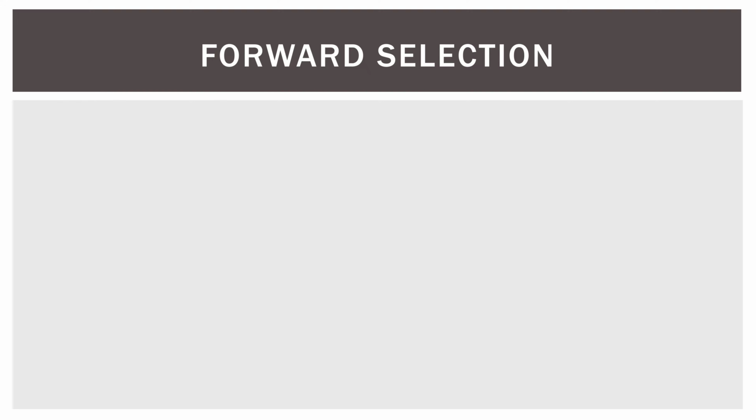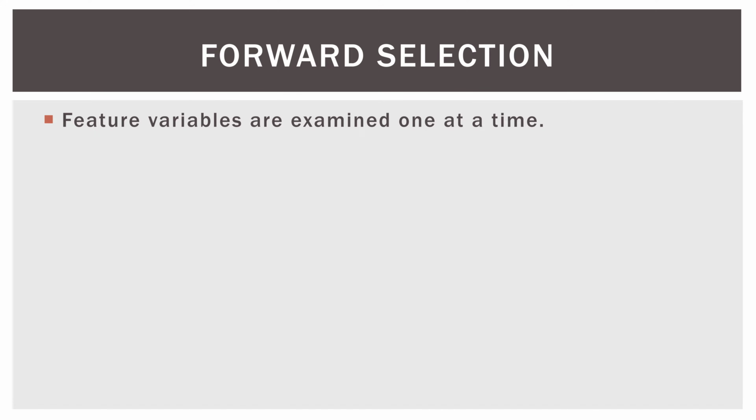So this video is about forward selection. Let's focus on that. In forward selection, feature variables are examined one at a time. So we look at all of our variables, find the best one to see if it can go into the model. If it can, we put it in. Then we look at the remaining ones, find the best one, put it in possibly, look at the remaining ones again, and so on and so forth.